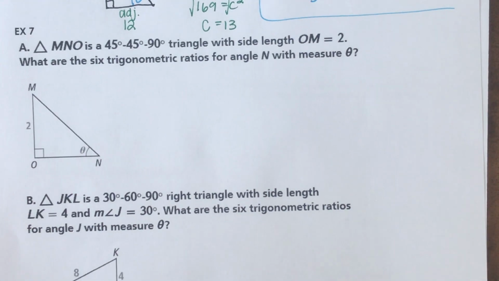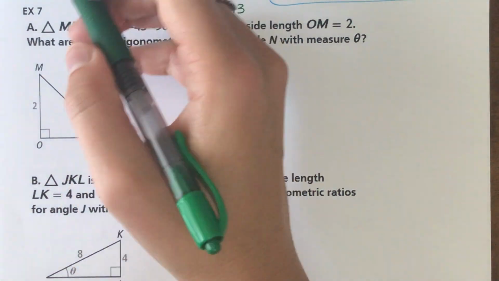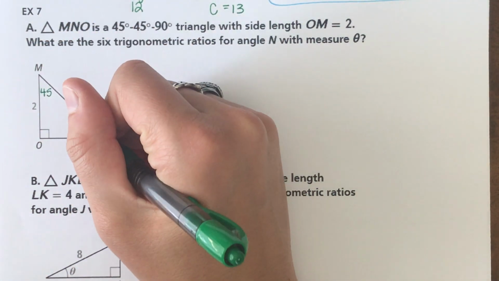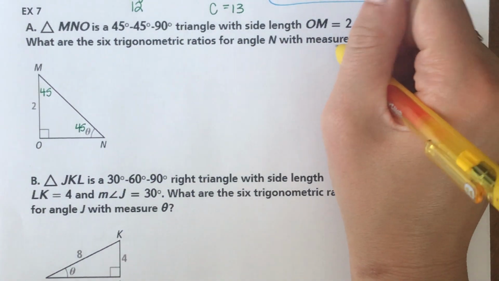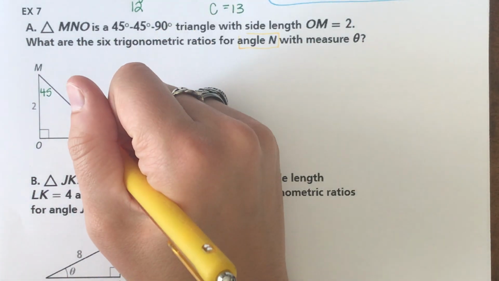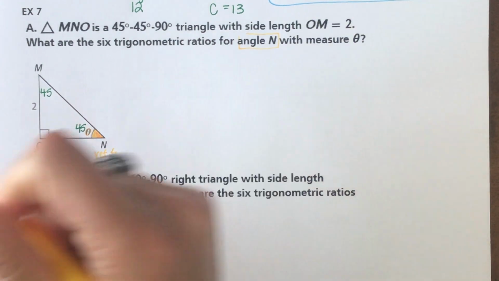Example 7. All right, part A. So triangle MNO is a 45, 45, 90 triangle that has a side length of OM equal to 2. What are the 6 trig ratios for angle N with measure theta? Okay, so let's kind of break this down a little bit. I know it's a 45, 45, 90, so I'm going to put in my 45s into the triangle. Now, I've got my reference angle. It's angle N, right here with the theta, so I'm going to highlight it. I'm going to mark it as my reference angle.